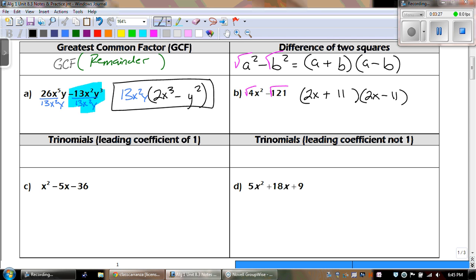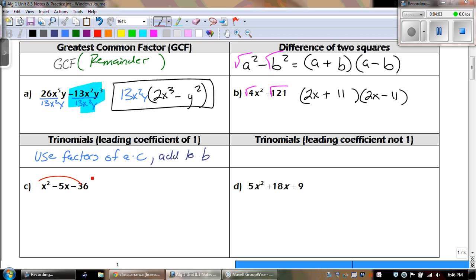Okay, the trinomials with a leading coefficient of 1. Now, this is where we want to use the factors of a times c, and they need to add to b. Okay, so we use the factors of a times c and what add up to b. So let's go ahead and do that. First off, is there a GCF? I always forget to ask it. We always have to check, is there a GCF?